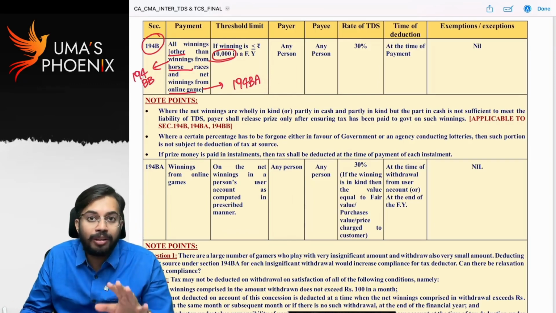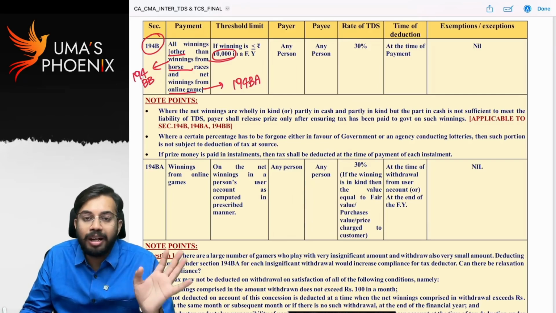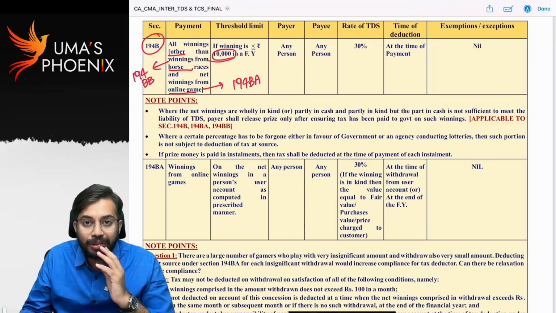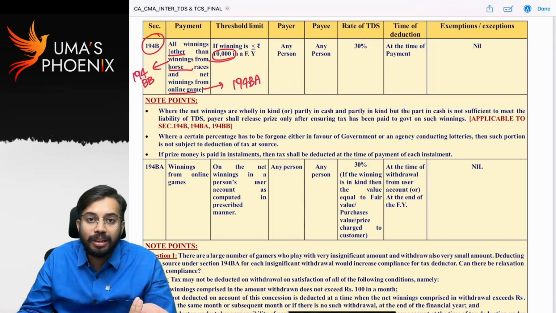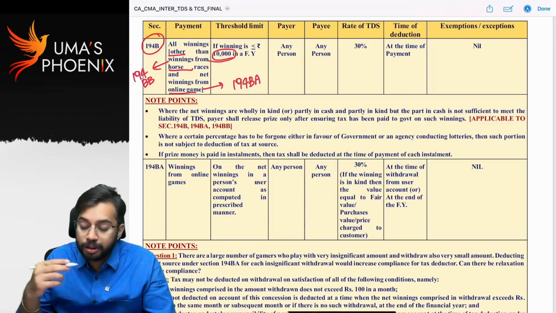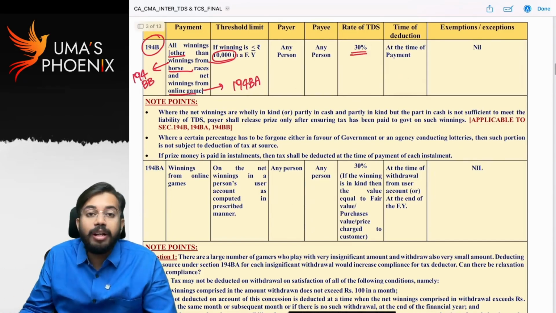on all these amounts, if the amount is less than or equal to 10,000 rupees in a financial year, then no TDS is required to be deducted. However, if the amount of winning is greater than 10,000 rupees, then TDS is required to be deducted under section 194B. I am playing casino. I earned 6,000 rupees. It is less than 10,000. He will not deduct TDS. I earned 14,000 rupees. It is greater than 10,000 rupees. Before paying 14,000 rupees to me, he will deduct TDS at the rate of 30%.